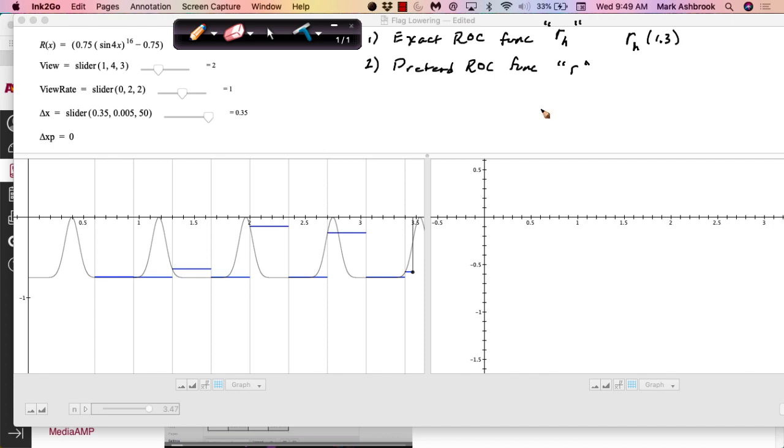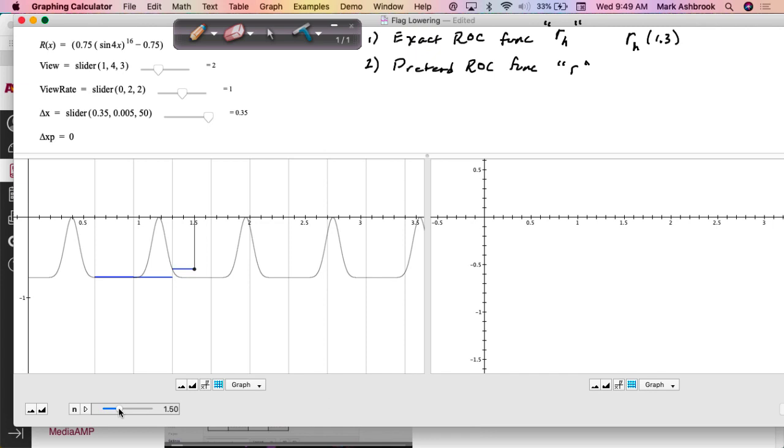Okay, so we got the pretend rate function. And based on the pretend rate function, last time in class, we were able to come up with a net accumulation function by creating a linear function for each interval that keeps track of a running total of change, right? Running total of variation.